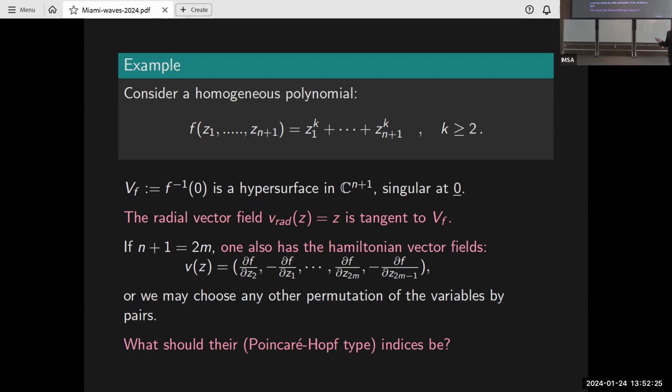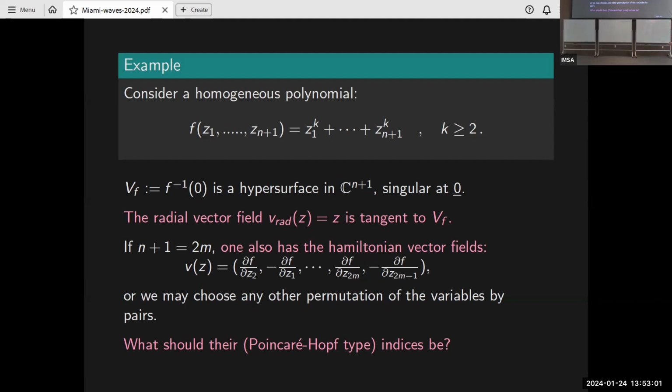What should it see? It's indexing. More generally, you can also consider, for example, suppose that you have an even number of variables. That's one thing. Then you could also consider the partial of F with respect to C2 minus C1, and you alternate by pairs. You can take any order, because by pairs it changes sign.